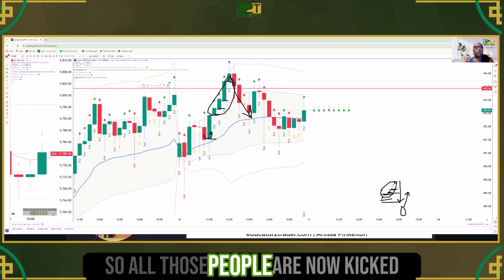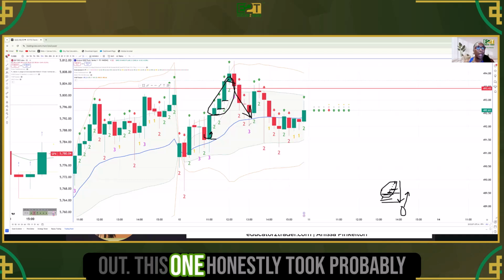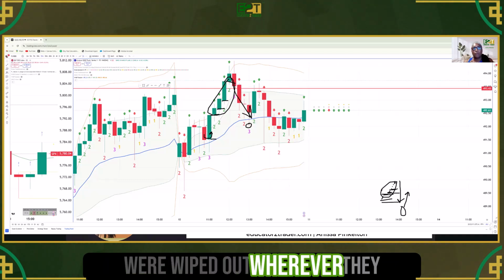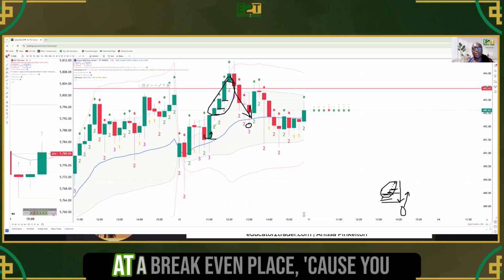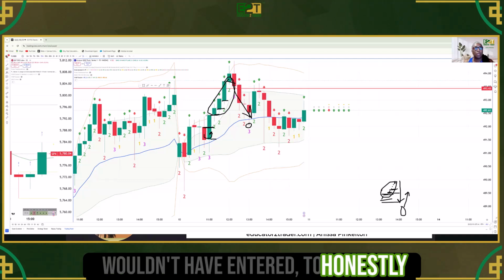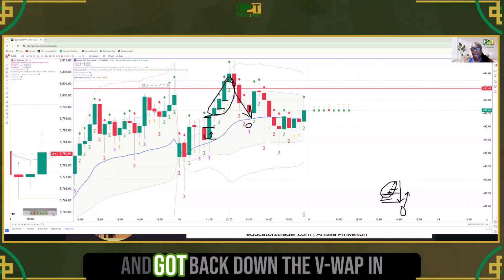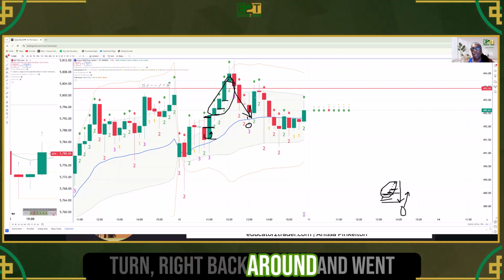So all those people are now kicked out. This one honestly probably took people out too, because wherever they entered, they would have been at a break-even place, because you wouldn't have entered up here. So now you would have been red. As soon as it did that and got back down to VWAP, it turned right back around and went back up.